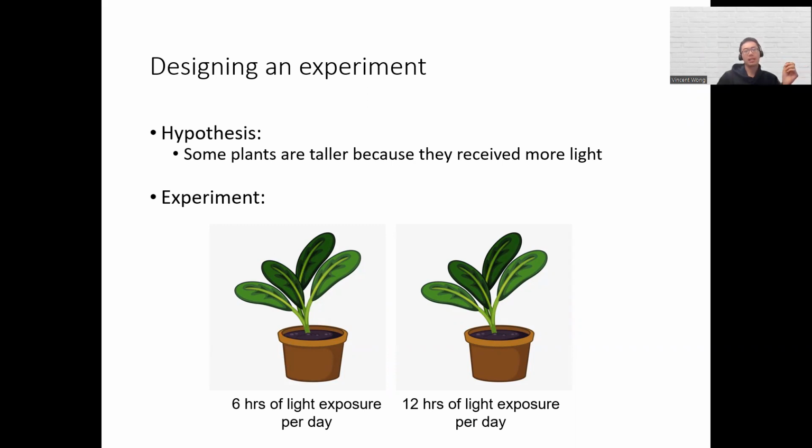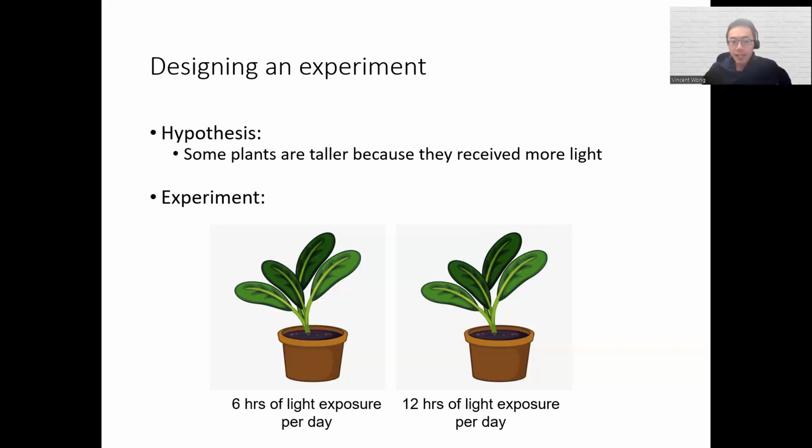Let me say that one more time. If the hypothesis is correct, you would expect the plant that's receiving more sunlight to be taller, like this one, the one that receives 12 hours. If we're wrong, either they grow by the same amount, or the one that receives less sunlight grows taller. Those results would tell me to reject my hypothesis.